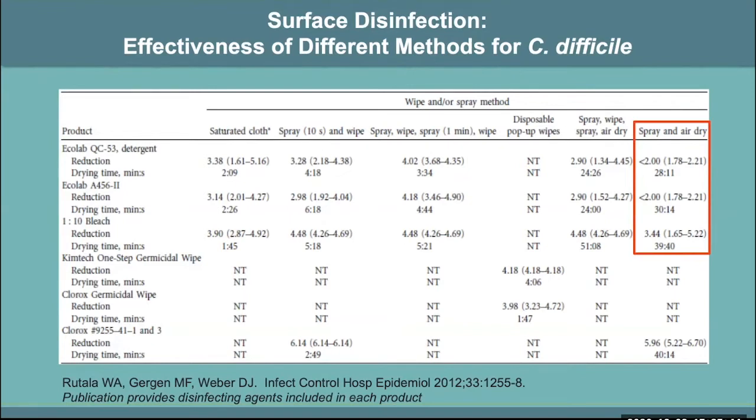So again, now imagine that you weren't using any disinfectant. If you were wiping and carrying it from room to room, you're just transmitting it there. But if you have the right chemicals, then even if you're not physically removing it, the chemical will work. You can see the 1 to 10 bleach had almost a 4-log inactivation just with spraying and air drying. So the right disinfectant is critical.